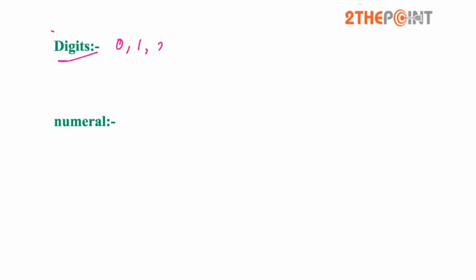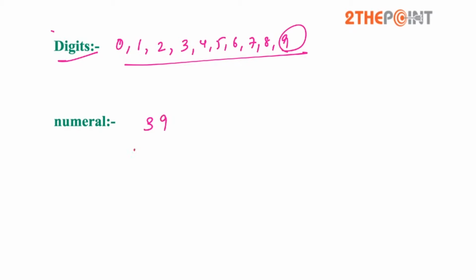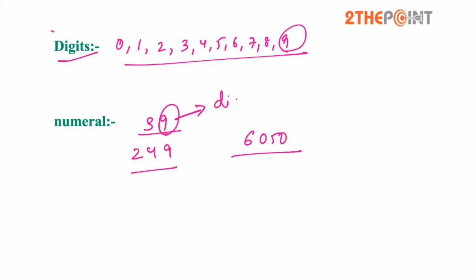0, 1, 2, 3, 4, 5, 6, 7, 8, 9. These are all called digits. What is a numeral? A group of digits. For example, say 39, 249, 6050. This is called a numeral. Whereas a single number is called a digit.